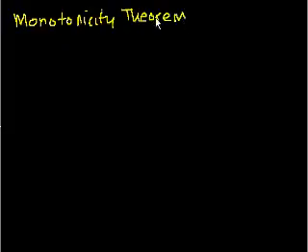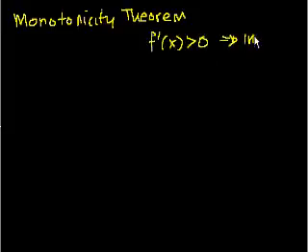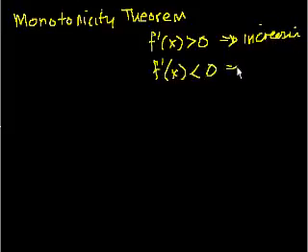Well, all the monotonicity theorem says, at least if I'm remembering things properly, is when the derivative is positive, when f prime of x is greater than 0, your function is increasing. And when the derivative is negative, your function is decreasing.